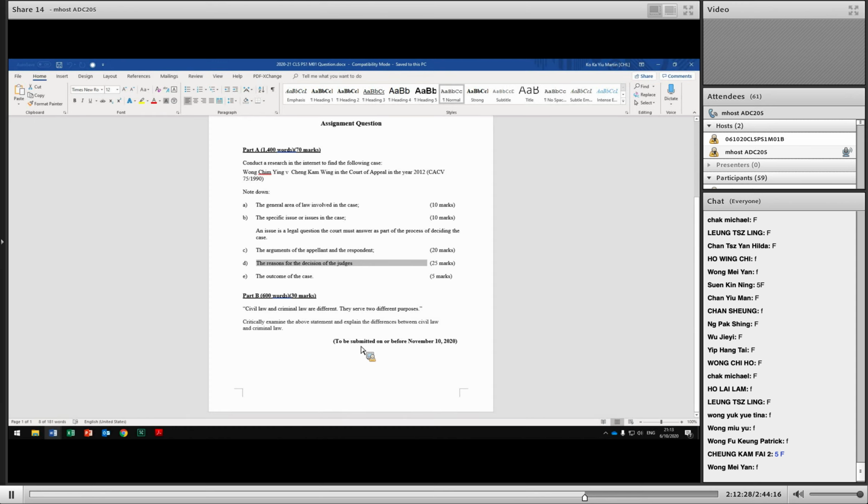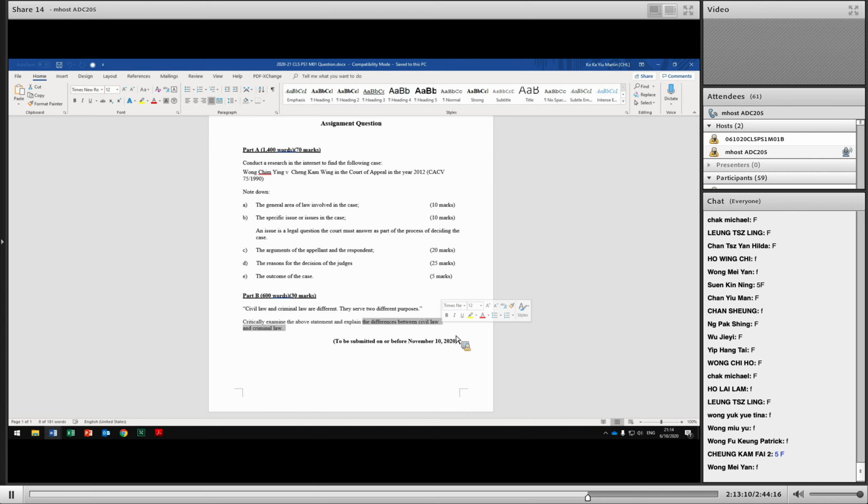So for part B, civil law and criminal law, they are different. They serve two different purposes. Of course, in your answer, don't just explain the two different purposes of criminal law and civil law. You also have to explain the differences between civil law and criminal law. On the one hand, the purpose, you may say that civil law is mainly for compensation, criminal law is mainly for punishment and deterrent. Of course, you have to elaborate. Your answer cannot be so simple. Your answer should be 600 words, and then you have to explain other differences.